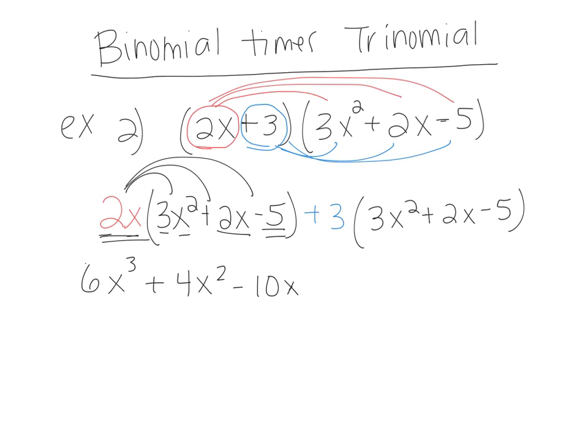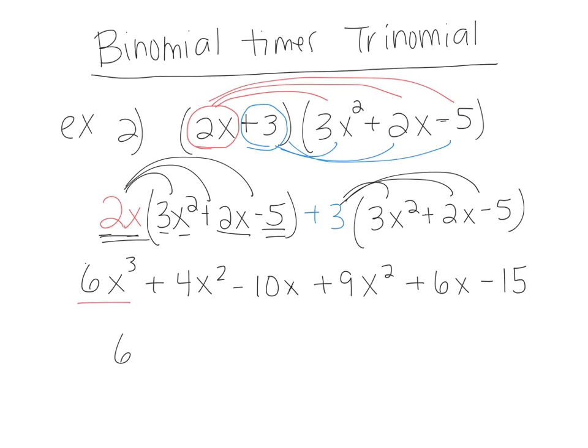Continue on the second set of parentheses. 3 times 3x squared is going to give me plus 9x squared. 3 times 2x gives me 6x. And 3 times negative 5 gives me minus 15. Okay? After you've multiplied everything out, we get to do our favorite thing, which is combine like terms.